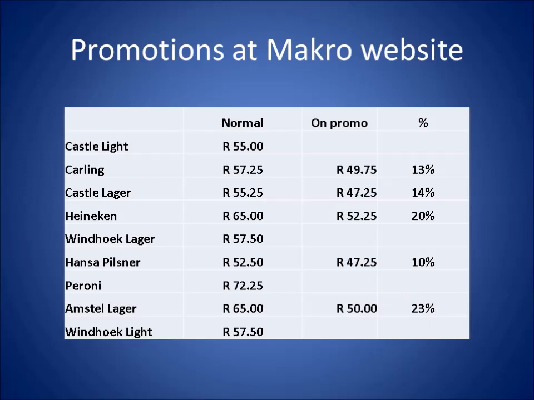For a brand like Heineken, which normally sells at 65 Rand, you save 20%. For a brand like Amstel Lager, you save 23%. I haven't yet seen a Castle Light, but Castle Lager goes from 55 to 47, and Castle Lager is the brand that we, towards the end of this presentation, will talk a lot more about.